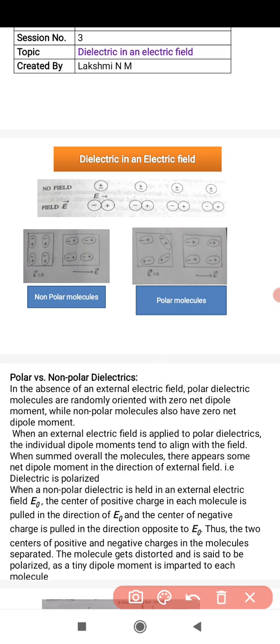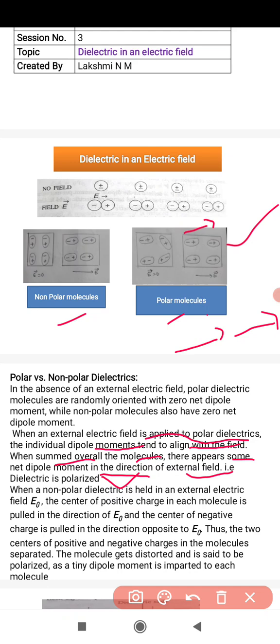Now we apply the external electric field to both polar and non-polar molecules. What happens? When the external electric field is applied to the polar molecules, individual dipole moments tend to align with the field. It means the dipole moments, after the application of the electric field, will be arranged in the direction of the electric field. When summed over all the molecules, there appears some net dipole moment in the direction of the electric field, that is, the dielectric is polarized.